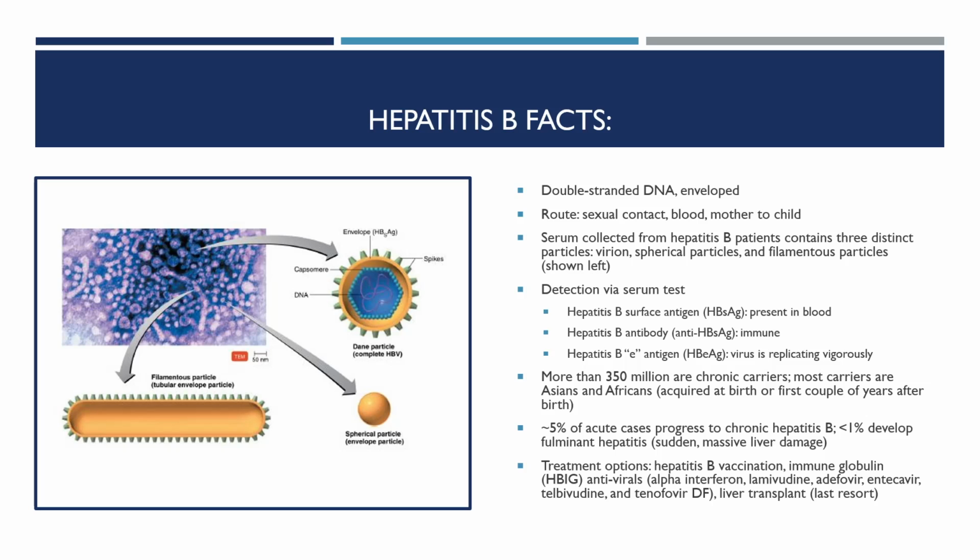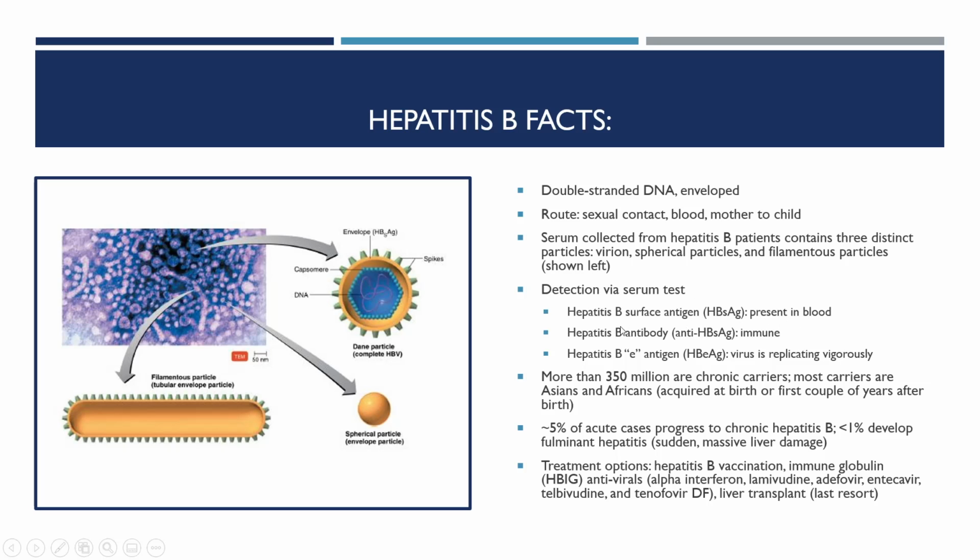The hepatitis B facts are that it is a double-stranded DNA virus and it is enveloped. It is the only one out of the common ones that deals with DNA, as you'll see. Its routes of transmission are through sexual contact, blood, and vertical, meaning mother to child. Serum collected from hepatitis B patients contains 3 distinct particles: the virion, which is the largest part, right here, if you can see my cursor, also known as the Dane particle, the spherical particles, and the filamentous particles.